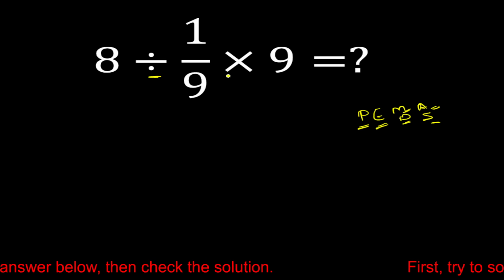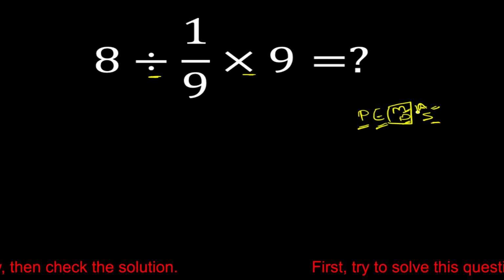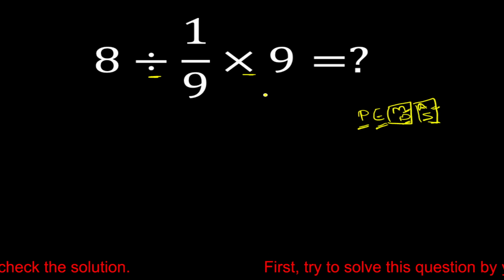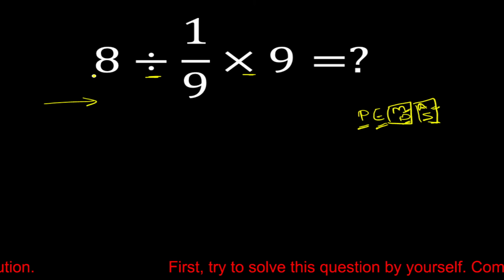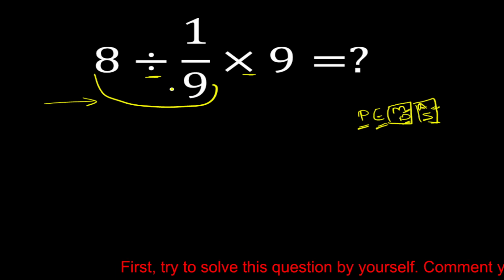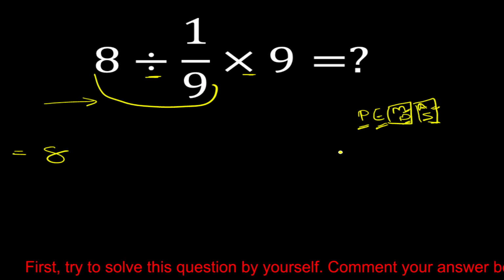So here is one division and one multiplication. Multiplication and division both have equal priority, and addition and subtraction both have equal priority. Okay. Therefore, we have to solve it from left to right. So first we have to solve this part. So is equal to 8.